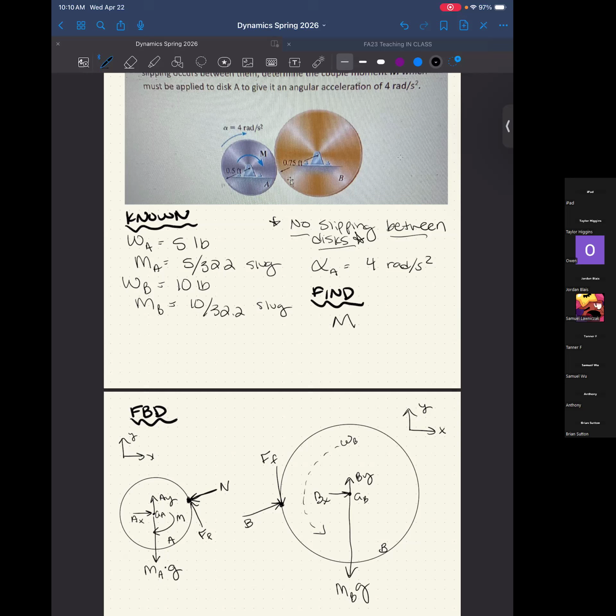Okay, so what do you think? We have lots of methods in this class. So which one do you think? Should we use equations of motion, like sum of forces and sum of moments? Should I use work energy, or should I use impulse momentum strategies?